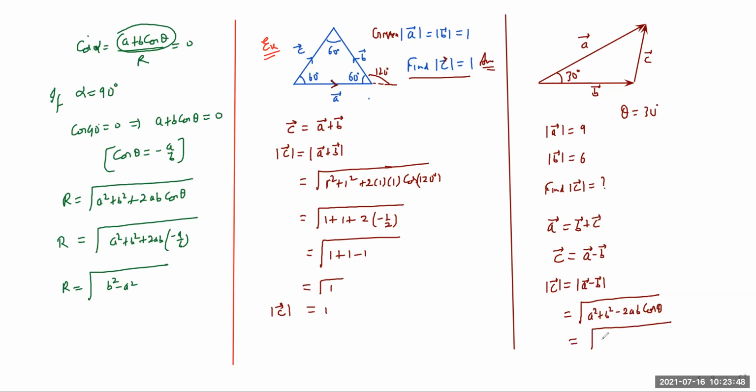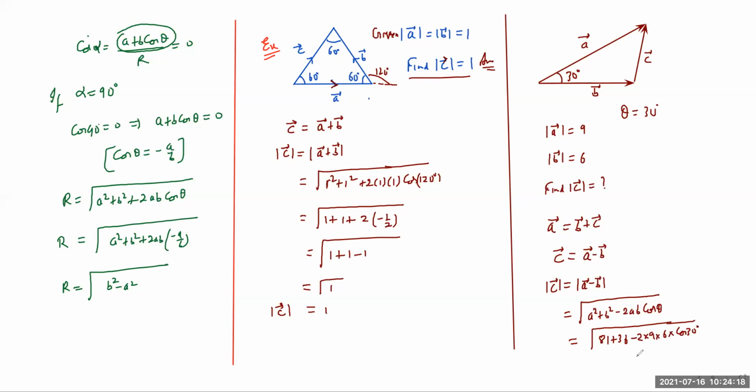Let me substitute: 9 square is 81, 36, minus 2 into 9 into 6 cos 30. Okay, so that's a really bad value. What can I do to make it a better value? Maybe I can make it 60 degrees. No, that will give me a negative answer. Anyway, whatever we are getting is what we get. That's okay.